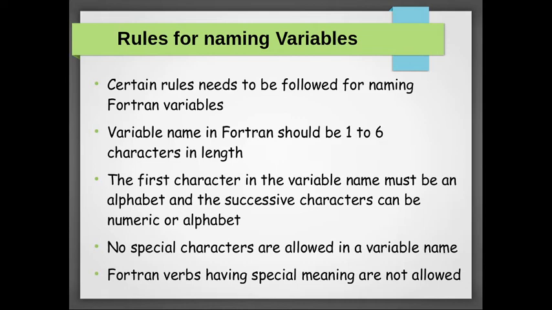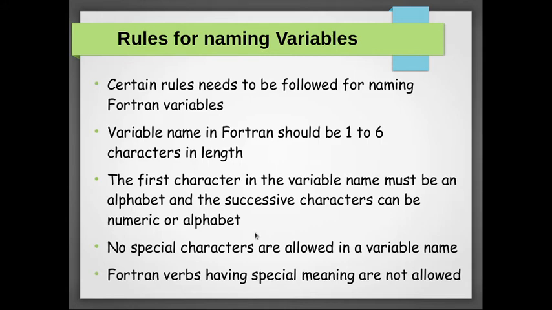I can write it as sugar1 also. Or I can name a memory location as number, N-U-M-B-E-R, 6. Not more than that. The first character in the variable name must be an alphabet, and the successive characters can be numeric or alphabet.